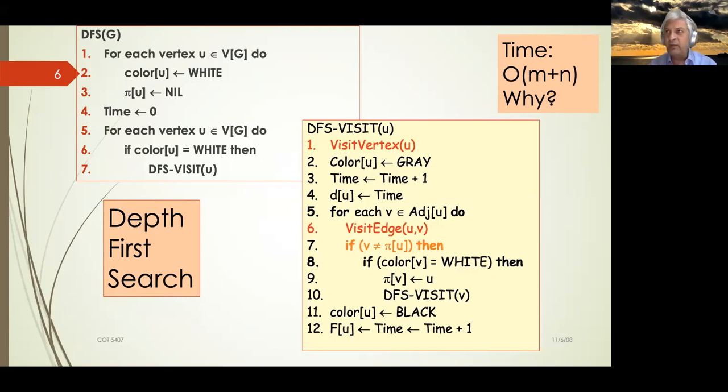If the color is gray, then you know for sure that this is what's called a back edge, and it forms a cycle. However, if the color is black in a directed case, then it's not a cycle, and that's tricky. In fact, the example comes over here.